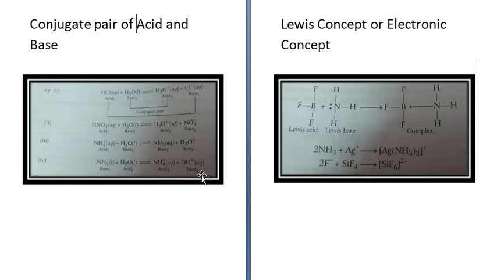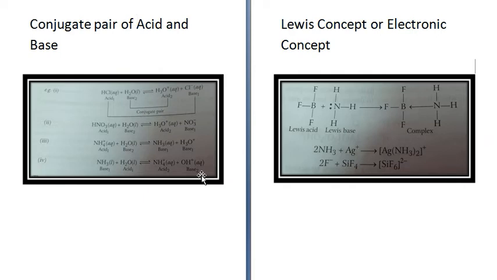Alright, the last one, there is a mistake in writing it. Between H2O and OH minus, there is only the difference of H. Conjugate of a strong acid is always a weak base and conjugate of a weak acid is a strong base.